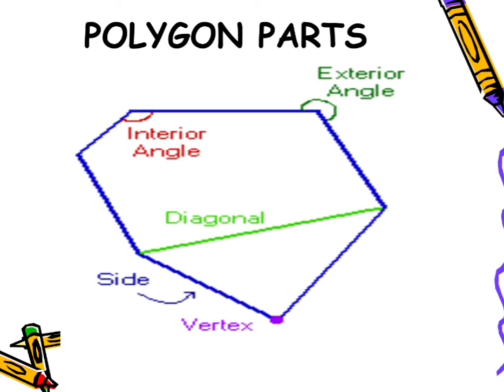Polygon parts. The red one is called the interior angle. The green one is the exterior angle. A line segment is called a side, and the head of any angle is called a vertex.